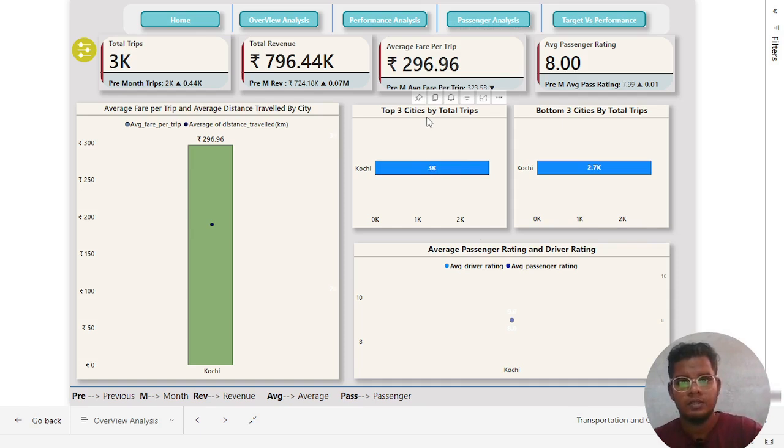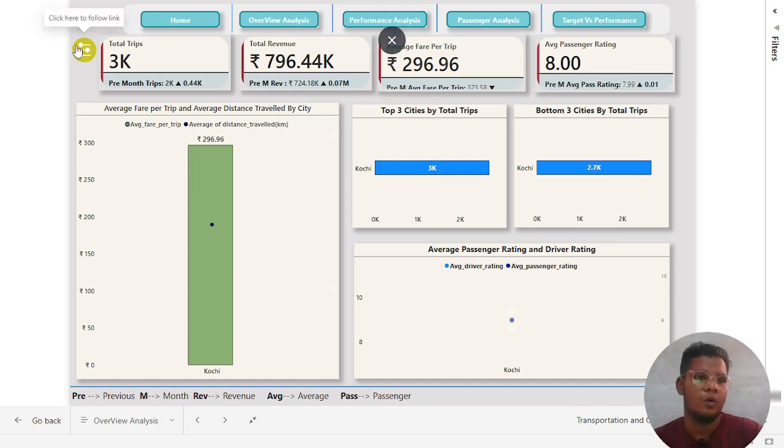And then the top three cities is 3K. The bottom three cities as well. That's Kochi, because we selected Kochi in the filter, right? That's why the whole dashboard is pointing out the overall performance. The previous month is 2K, and this month is 0.44 increasing. Compared with the previous month, revenue also increases, but the average fare drops, and the rating increases. Like that, we can analyze the data: what things are changing, and where we are.